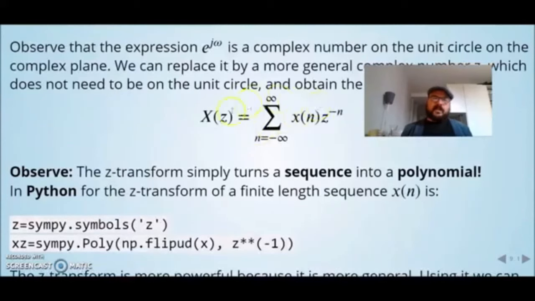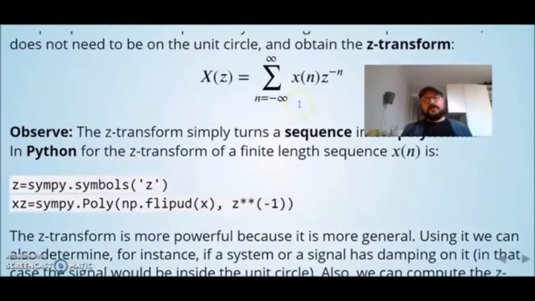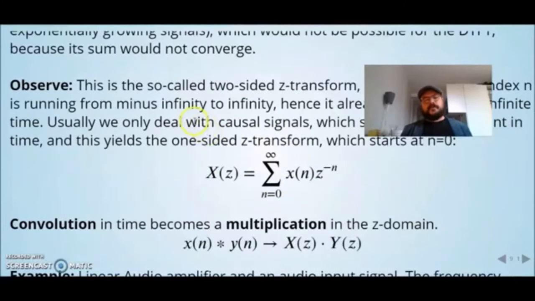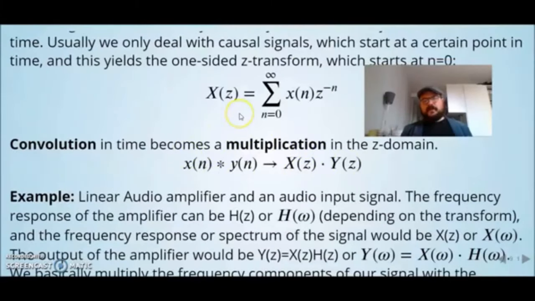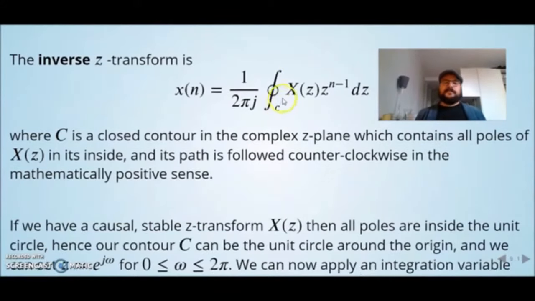This is the so-called two-sided Z-transform, but when we are dealing with causal systems that have a starting point in time, we can have the one-sided Z-transform that goes from 0 to infinity. The convolution in time also becomes a multiplication in the Z-domain, so we can take advantage of this. The Z-transform is also invertible, so we have the inverse Z-transform defined by this equation here with this closed contour integral.